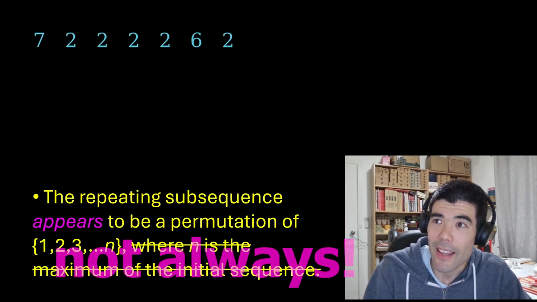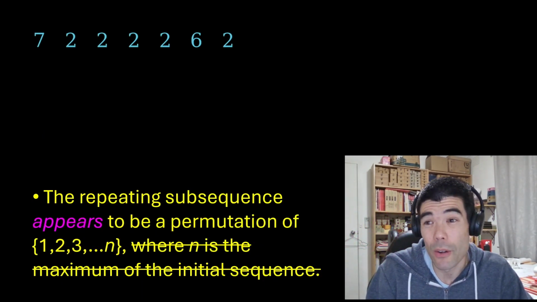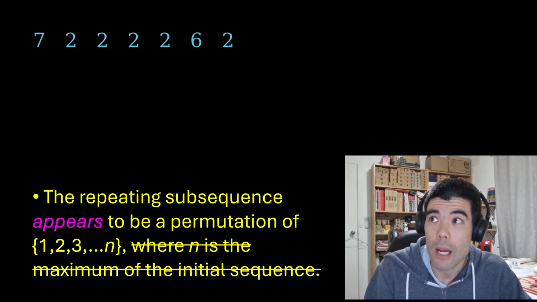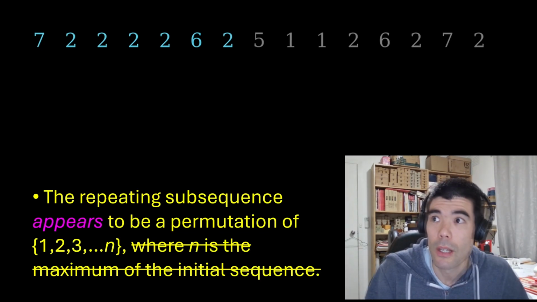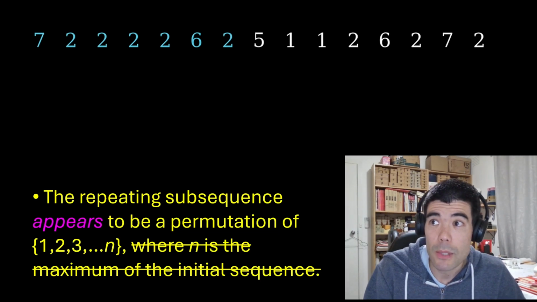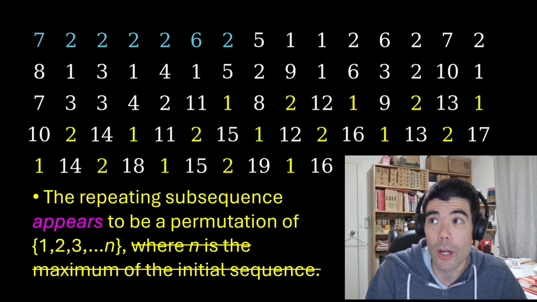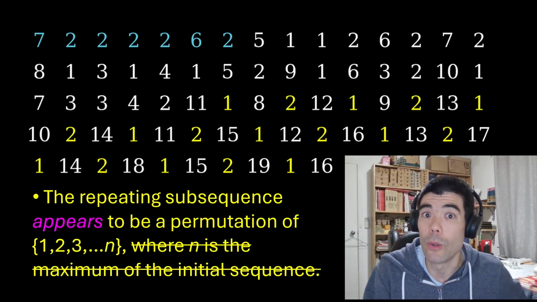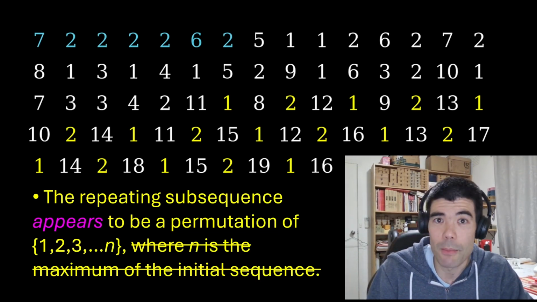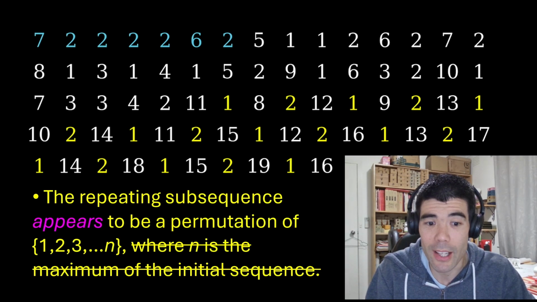However, that conjecture was actually false. And here's an example. If we start with this initial sequence, what happens is we get a repeating subsequence, which is just 1, 2, 1, 2, 1, 2. Okay, not 1, 2, 3 all the way to 7. So looking at examples is good, looking at examples is great, I love examples.